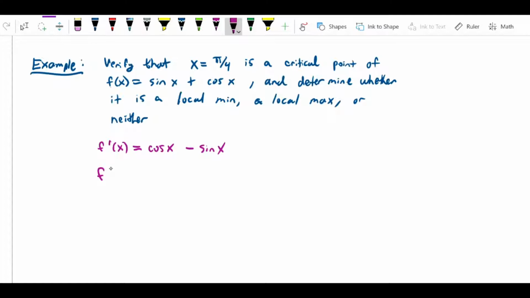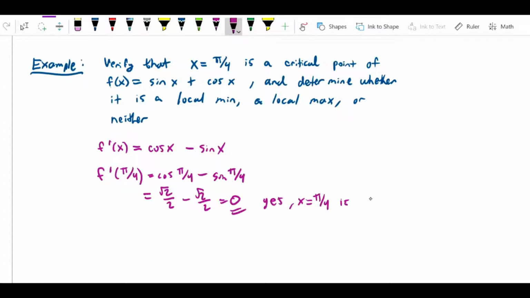So here, f prime of pi over 4 is cosine pi over 4 minus sine pi over 4. That equals root 2 over 2 minus root 2 over 2, which is 0. So the derivative at pi over 4 is in fact 0, so yes, this is critical. So x equals pi over 4 is a critical point.